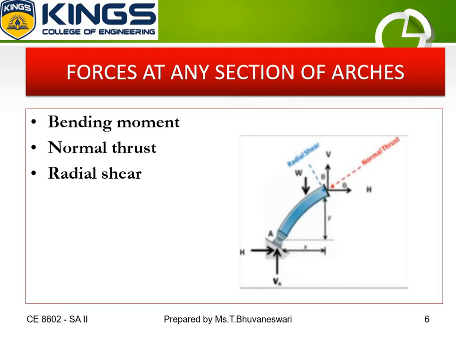Then we have to know what the forces acting at the section of arches are. They are bending moment, normal thrust and radial shear. As we all know what the bending moment is, as in the case of a beam, it is the same in arches. Normal thrust: let me explain what normal thrust is. Normal thrust is the axial force along the tangent of the arch at any point, normal to the section. And then radial shear. Radial shear is the shear along the normal to the tangent at any point on the arch, parallel to the section.